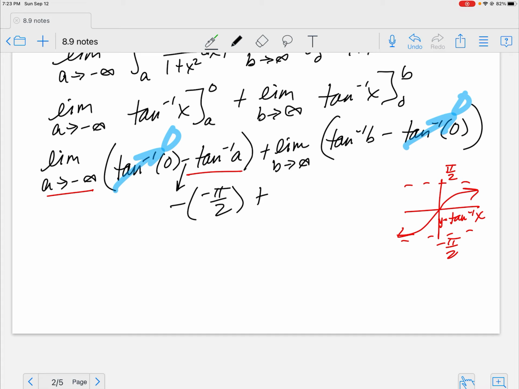Plus, what is happening as my limit of b? As b approaches positive infinity, what's my graph going toward? Pi over 2, good. So, minus a negative here, pi over 2 plus pi over 2 is pi. And because pi is a number, this converges. Good. Cool, right?